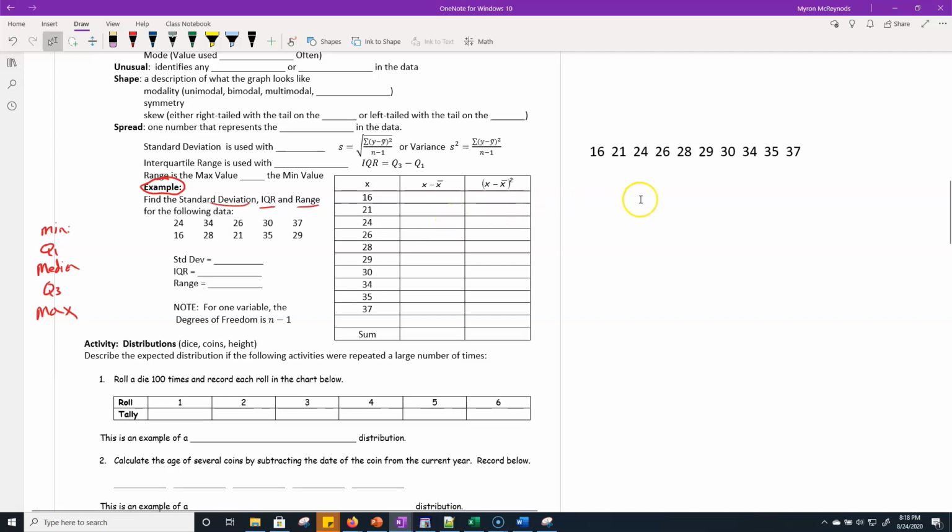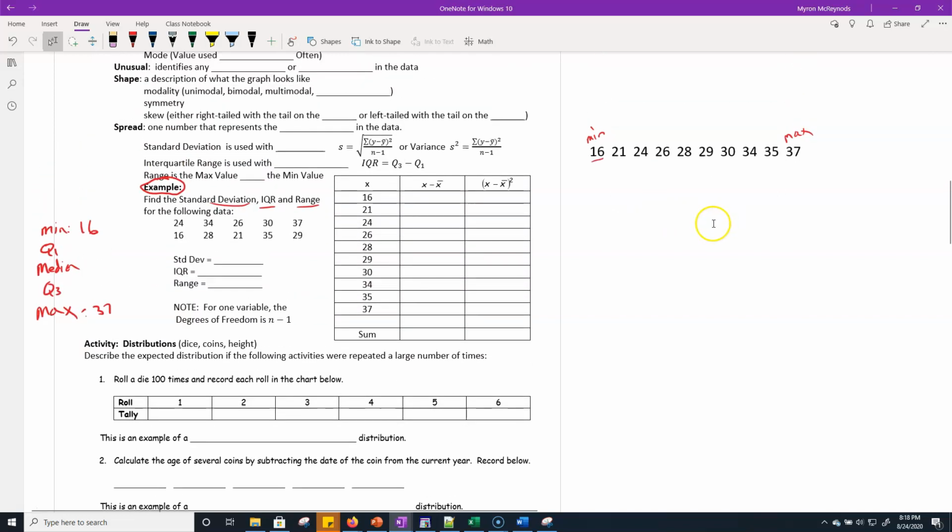And let me go over each one and how to calculate. The minimum is just the lowest number in the list. You want to put all your numbers in order, like they did right here, and I did over here. So the minimum would be 16, and the max would be 37. And so those were easy, right? The maximum, just the biggest number. The minimum is just the smallest number, 16.